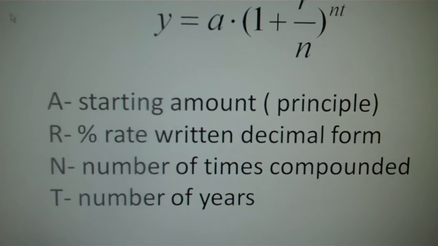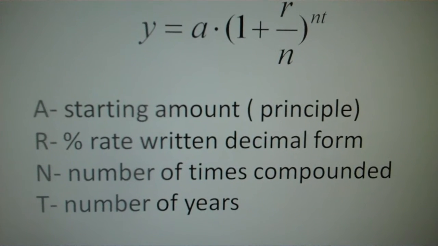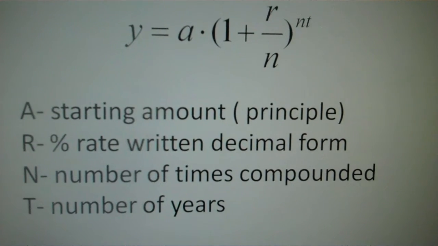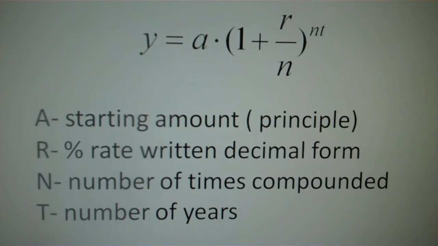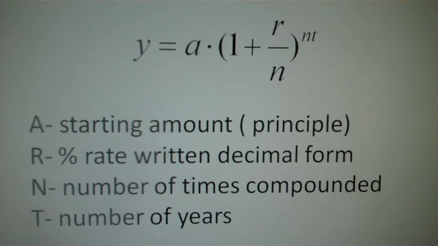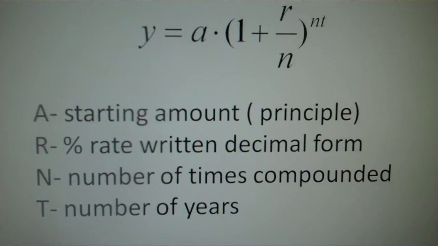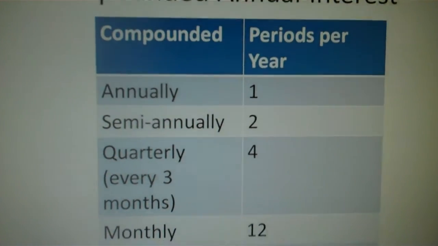A represents the starting amount, which also is known as the principal in the bank world. R is your percent rate written in decimal form. N is the number of times it's compounded in 1 year, and T is the number of years.